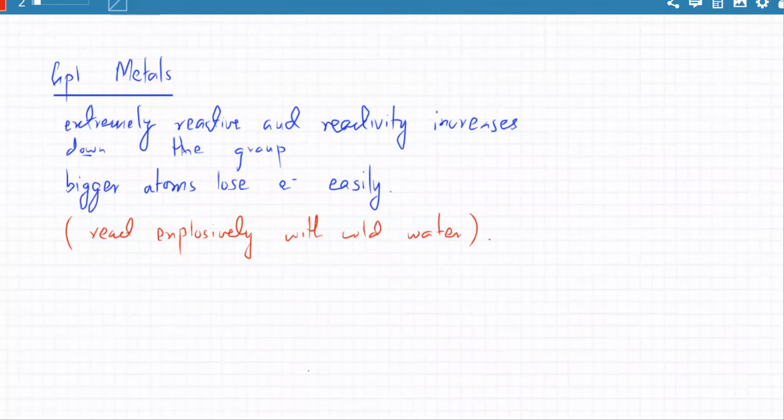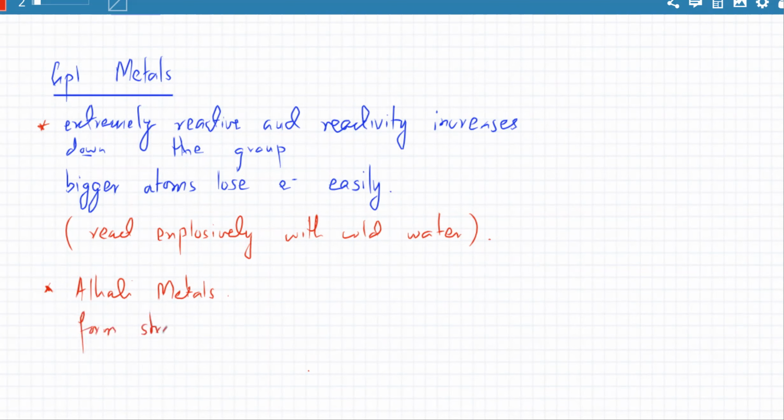So extremely reactive with cold water. Other things about group one metals. That's one thing, extremely reactive. Point number two is that they are called alkali metals. Why? Because they form strongly alkaline solutions. Because group one metals, remember, their compounds are very soluble as well.